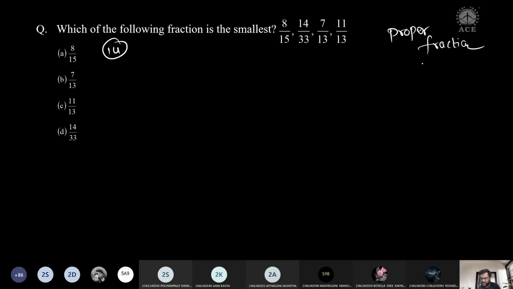All are proper fractions. Decide the smallest. We have many methods given till now. Among these two, 11 by 13 you can close, because between 7 by 13 and 11 by 13, the smallest is 7 by 13. 11 by 13 is not the smallest, as we have 7 by 13 already.